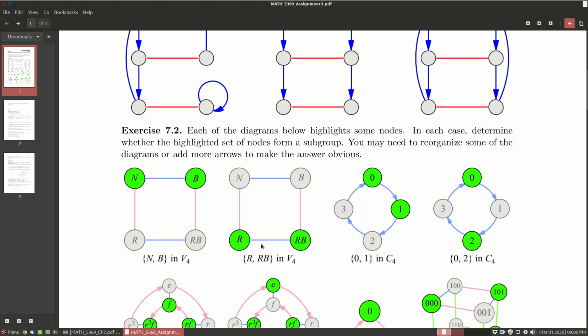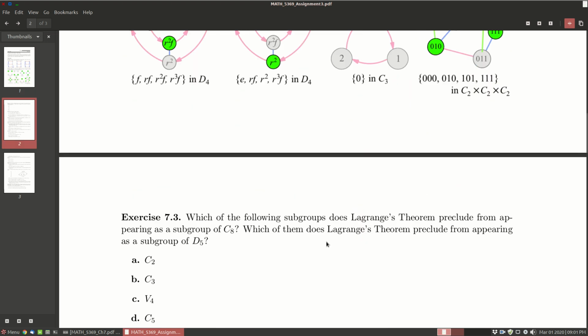This guy's not a subgroup because it doesn't have an identity. It is a coset. This guy here is equivalent to R times this subgroup on the left. So this is a coset, but not a subgroup. So what I'm looking for is for you to tell me: this guy, subgroup; this guy, not a subgroup; this guy, not a subgroup; and so on. I'm looking for yes or no answers on it being a subgroup. By highlighted, I mean the things that are green; those are the candidates for the subgroup.